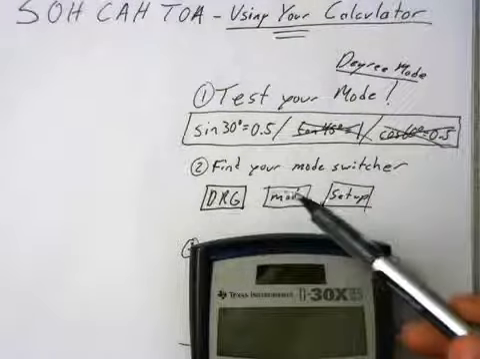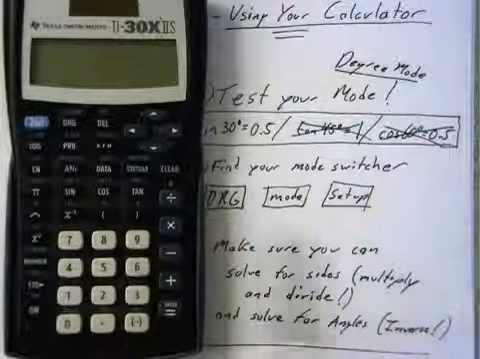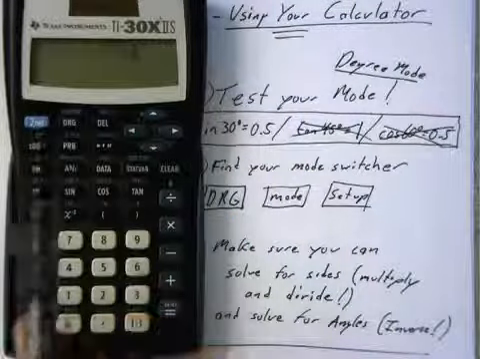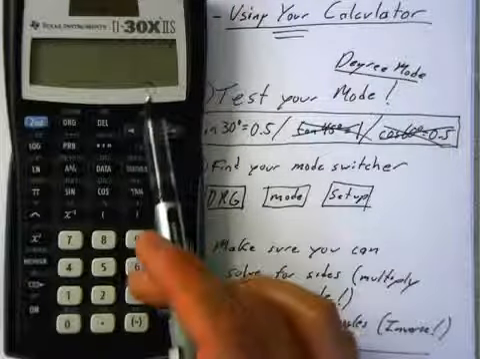On most calculators, your mode switcher, as we'll call it, is just a DRG button. On that last calculator, it was a mode button. So slide this calculator up into view. I'll just move it over here. And you can see this button right here is DRG. So when I turn it on, well, I'll clear it first. Oh, wait. That's also how I can tell if it's in degree mode.